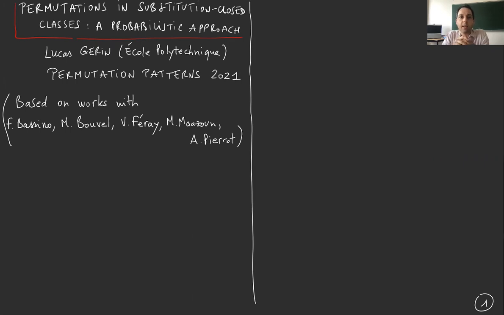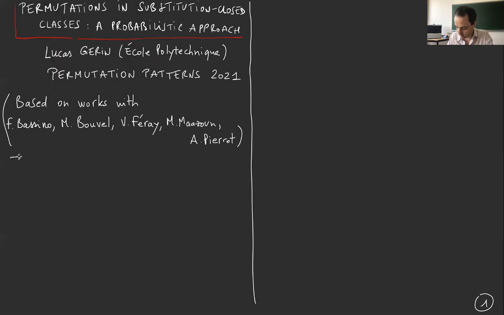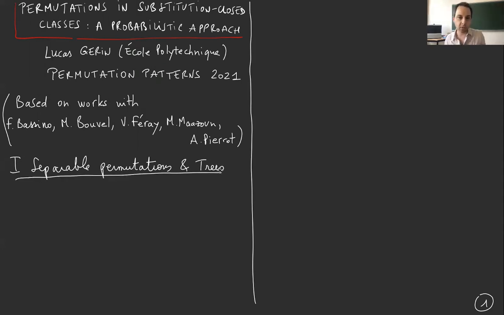Everything is better explained on the example of separable permutations, on this particular class. So let's start with separable permutations, and the trees. I need a few definitions.